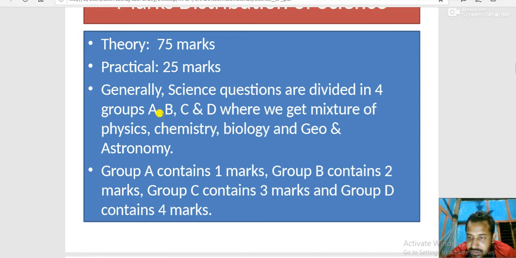Group A also consists of a mixture of all the groups. Generally, group A contains 1-mark questions, group B consists of 2 marks, group C consists of 3-mark questions, and group D is based on higher abilities or solving numerical problems, and one question carries 4 marks.